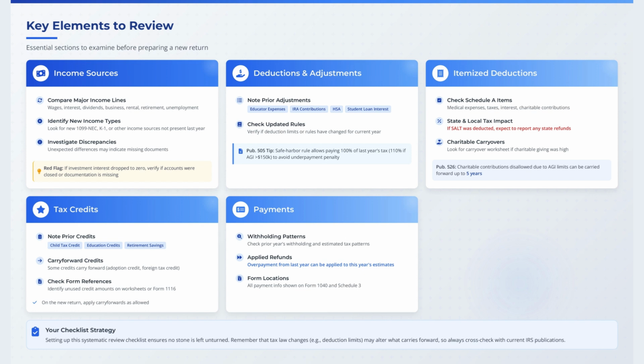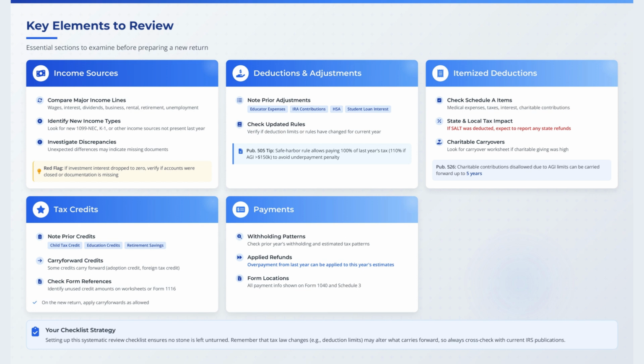Number 4. Tax credits. Take note of credits claimed last year, such as the child tax credit, education credits, or the saver's credit. Some credits, like the adoption credit or foreign tax credit, have carry-forward potential. Look for unused amounts on worksheets or Form 8839, Form 1116, or other backup forms. If carry-forwards exist, we apply them on this year's return according to the current rules.